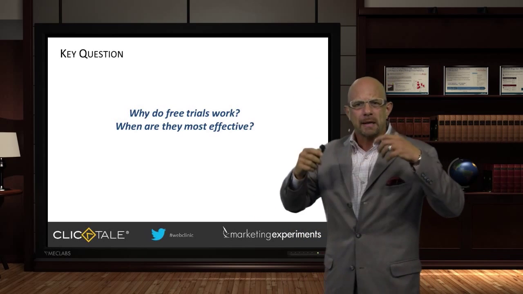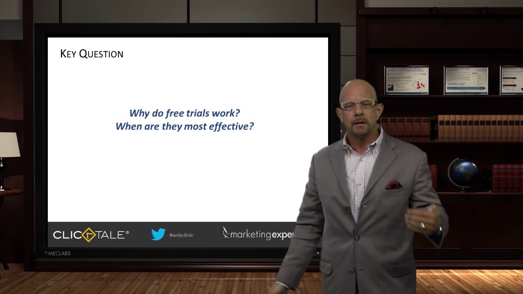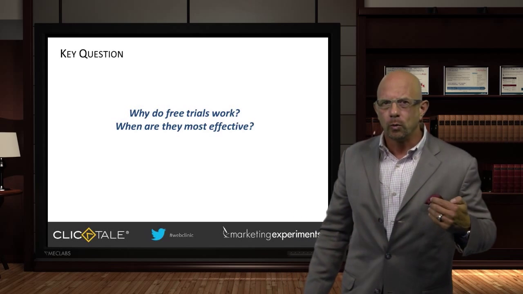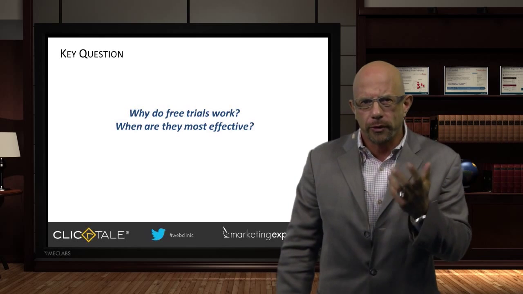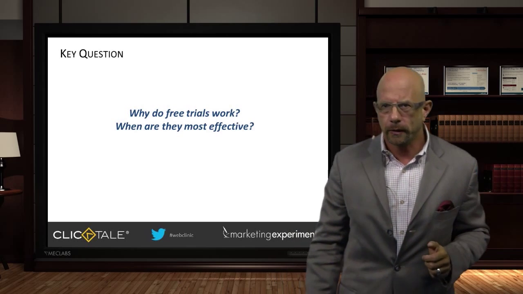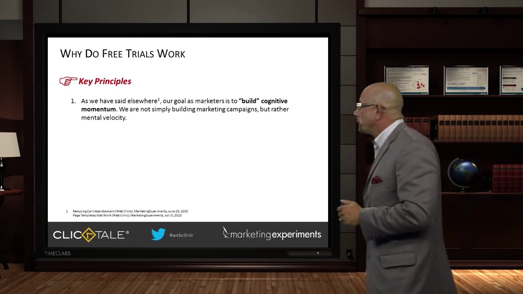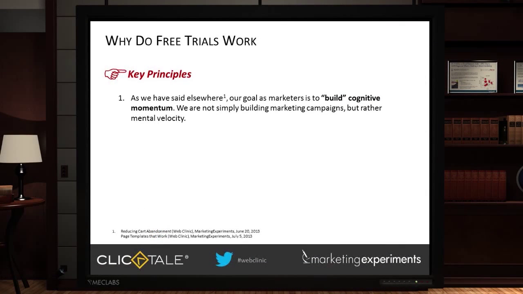And I want to sort of make a single point and then teach you, work with you as we think about three principles that we can apply to all that we're doing now. So let's begin with the first. Our goal as marketers is to build cognitive momentum. You may not have heard that before. You may not have been in these clinics before. But if you've seen my book, The Marketer's Philosopher, or if you're familiar with our work, one of the things that we say is that we are not simply building marketing campaigns, but we are building mental velocity.